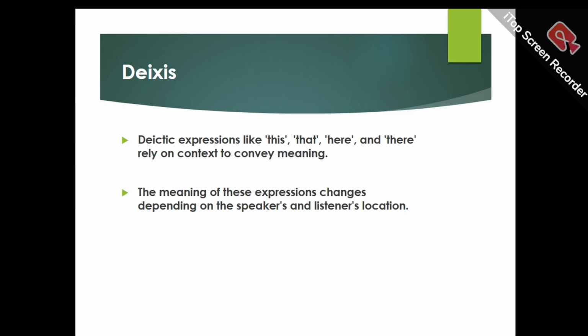Deixis. Deixis involves words like this, that, here, and there, whose meanings depend on the context in which they're used. These deictic expressions require the listener to consider the speaker's and their own location or situation to interpret them correctly. For instance, this might refer to something near the speaker, while that refers to something farther away. The meaning shifts based on where the conversation takes place and the physical or situational context. Without understanding the context, the specific reference of these terms would be unclear.